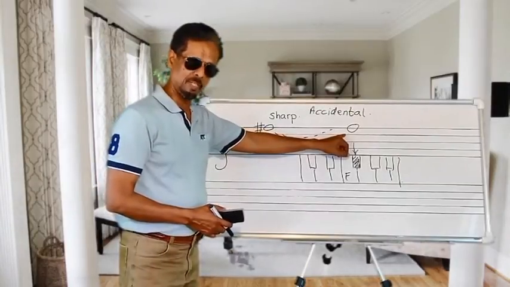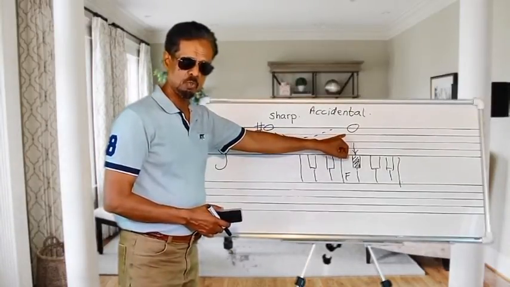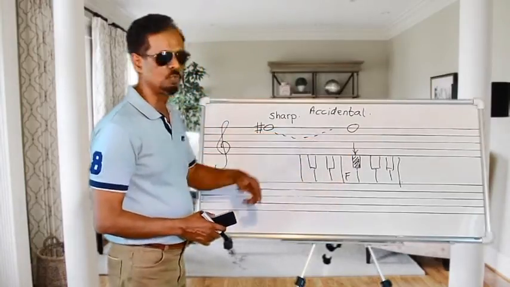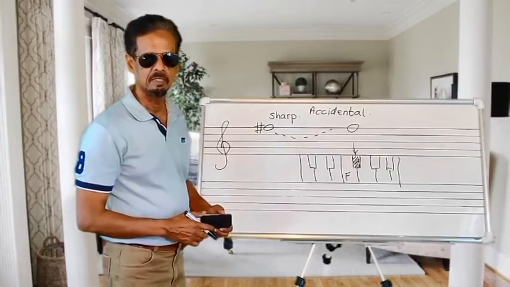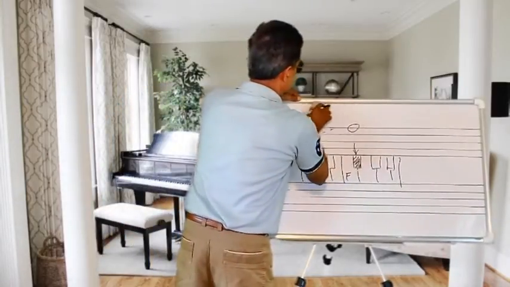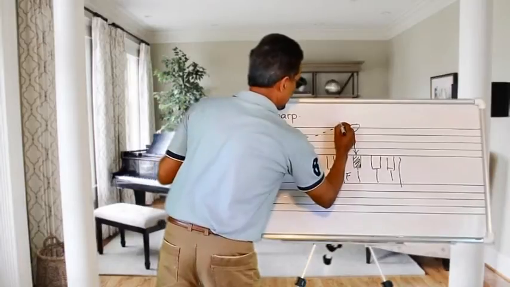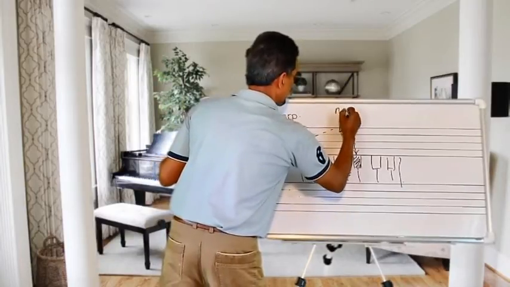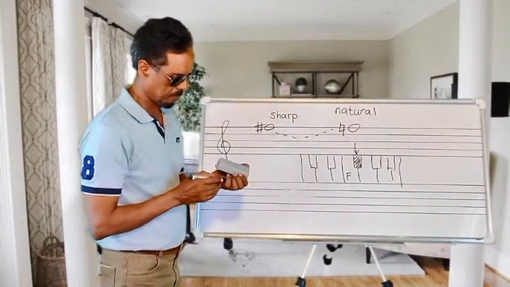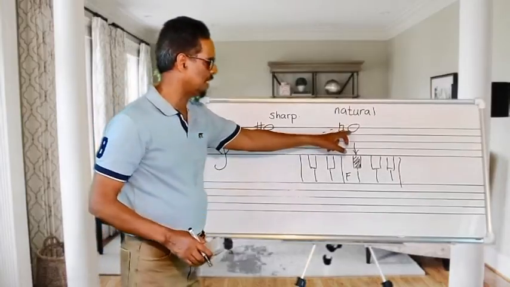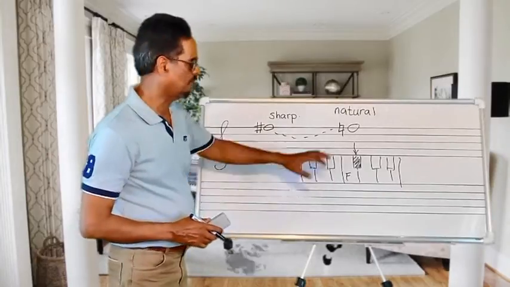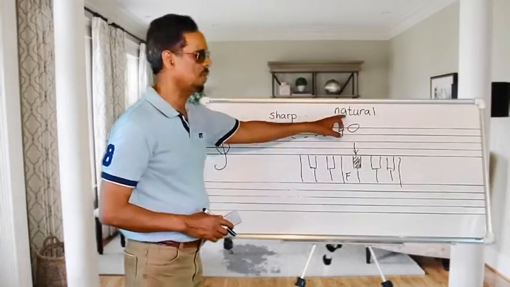And now you don't want the player to play F sharp. You want the player to play the normal F, that is the white key. You will have to neutralize this F sharp by this sign, which we call the natural. The natural sign. Now the player will play this as F, and everywhere he will play it as F. You have neutralized the sharp. We call it natural.